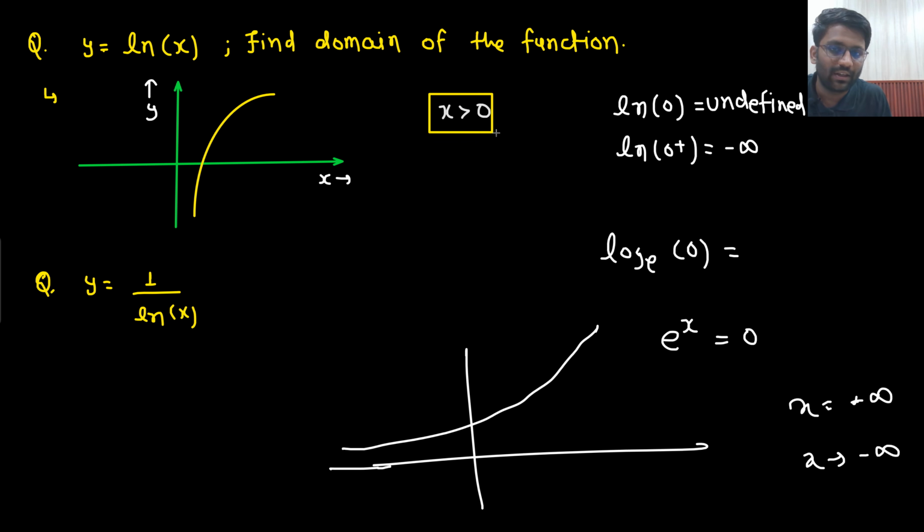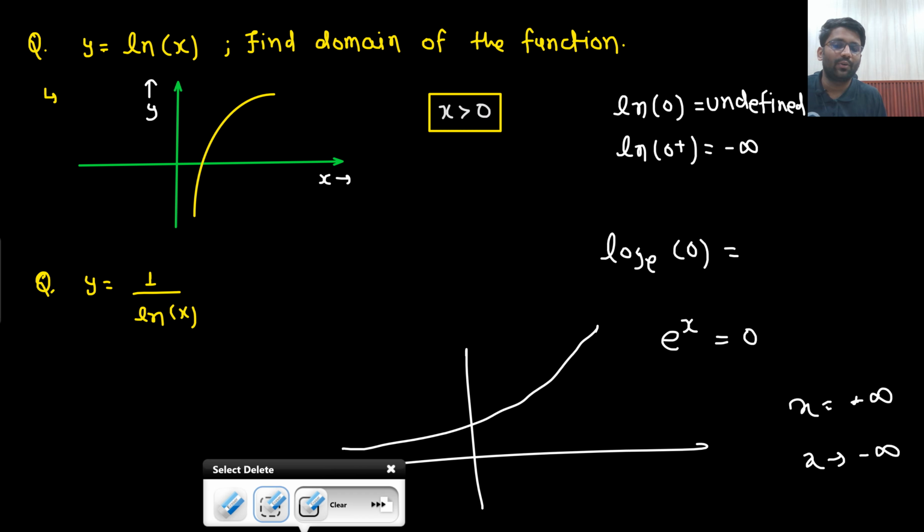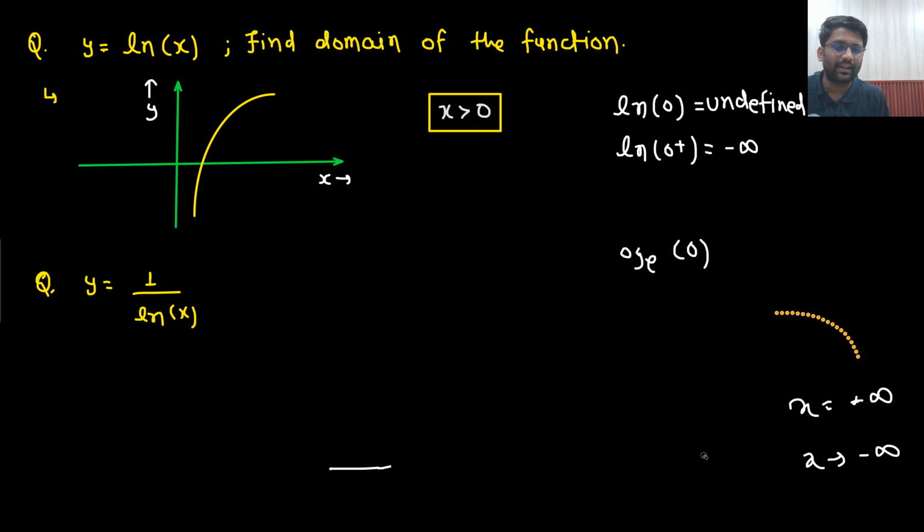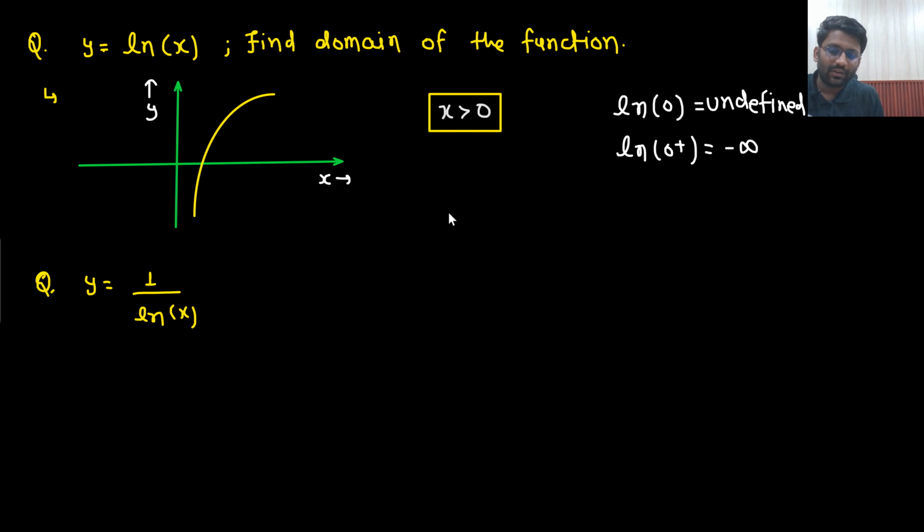Always take care of this thing. It should be greater than 0, not greater than or equal to 0. So I will write down one more thing, that it is not greater than or equal to 0. This is wrong. Greater than 0. Whatever is there inside the ln, it should be greater than 0, not greater than or equal to 0. Is that clear to you?